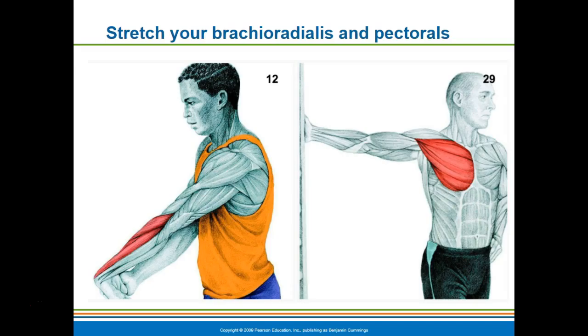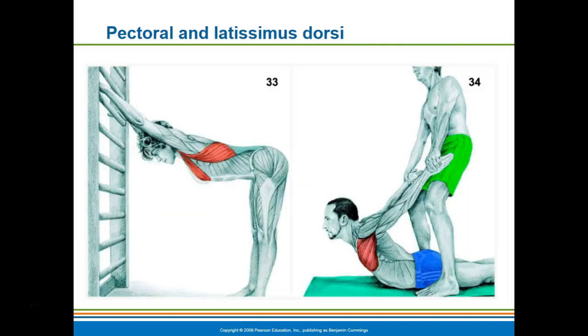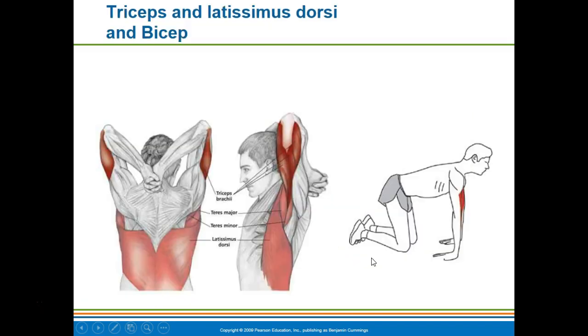Okay, so if you want to do any of these stretches, here's a really nice one on the left for the brachioradialis and also for the pectorals. Here's some additional ones. This one on the left is for pectoral and latissimus dorsi, which I'll talk about in just a second. We talk about the back and the shoulder a little more. And then here's another pec stretch. Here are a couple more: triceps, latissimus dorsi, and a bicep stretch on the far right.